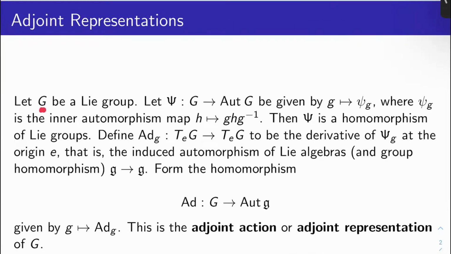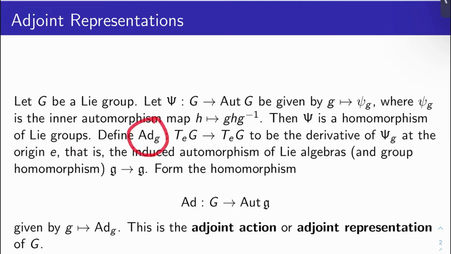So let G be a Lie group. So you're thinking smooth manifold that's a group, and operations are compatible with the manifold structure and things like that. There's a Lie bracket and so on and so forth. Okay, we'll let big Psi from G to the automorphisms of G be given by G maps to lowercase psi sub G, where lowercase psi sub G is the inner automorphism map from algebra class. It sends H to GHG inverse, the conjugation by G map. Okay, big Psi is a homomorphism of Lie groups.